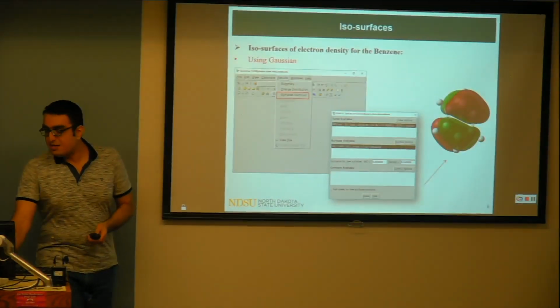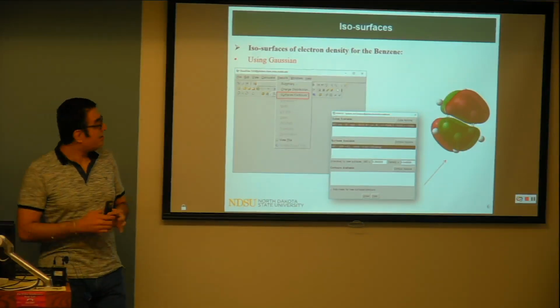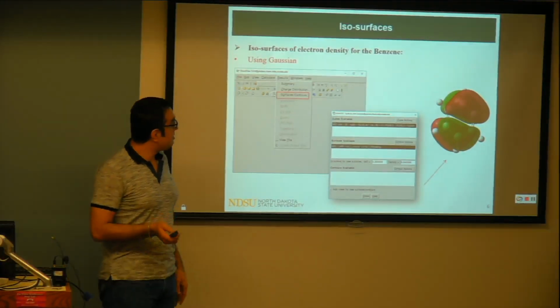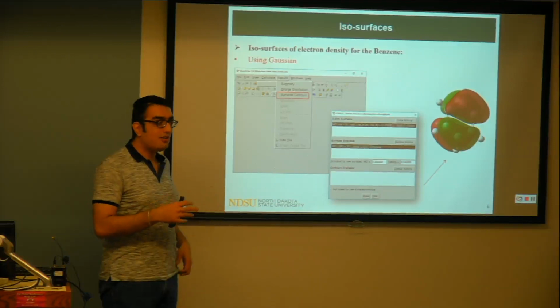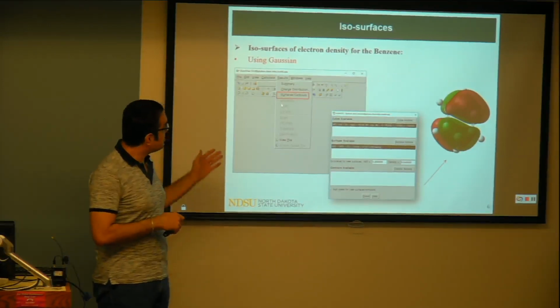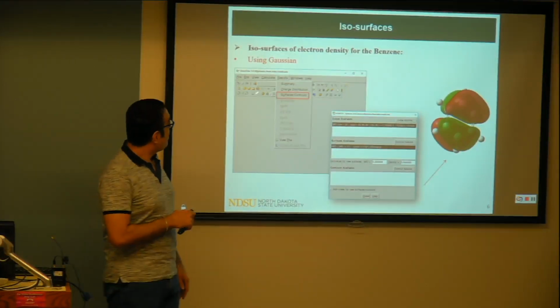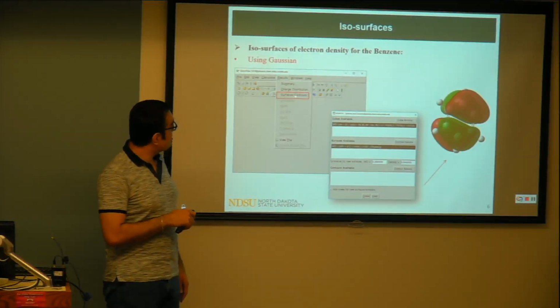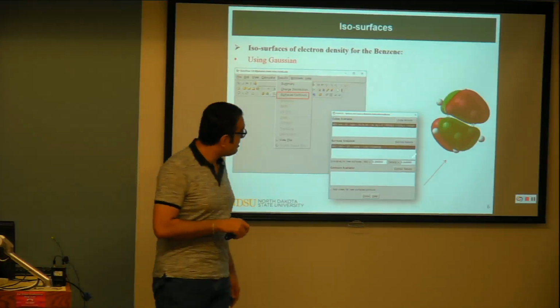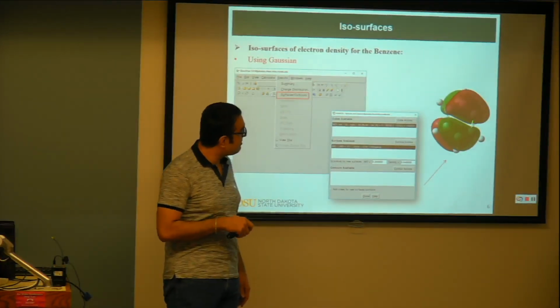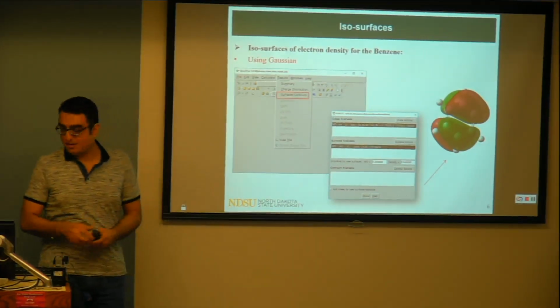Next, how to do the isosurface using GaussView after doing an energy calculation or optimization in GaussView. From the Results menu, choose Surfaces and Contours, and here you can generate the isosurface of the electron density.